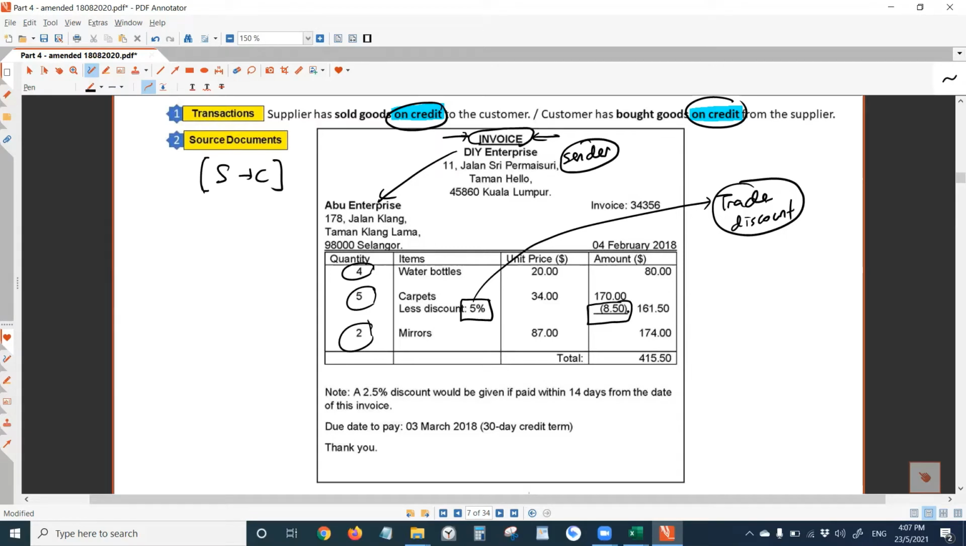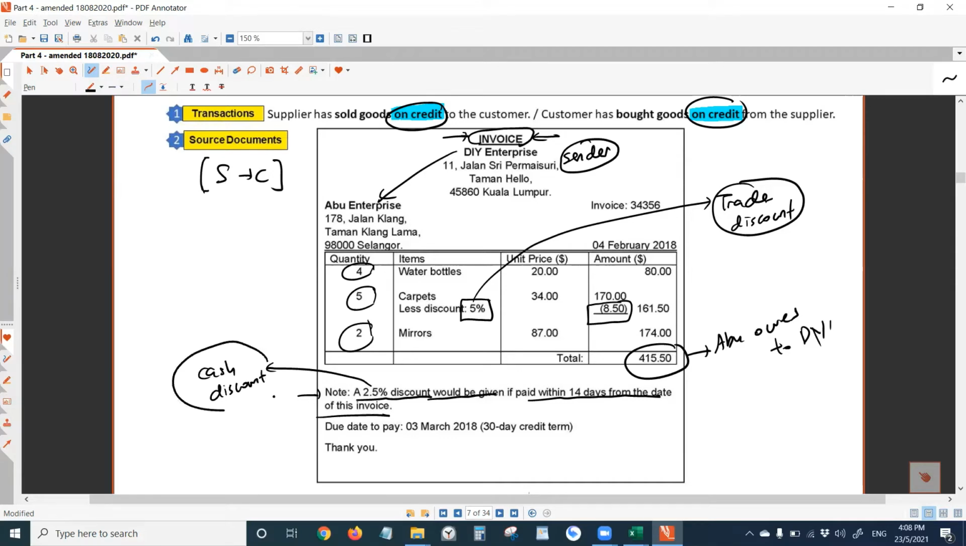So after deducting 8.50 here, the eventual amount that Abu owes to DIY is this 415.5. So finally, Abu owes DIY 415.5. Below the table, you see a 2.5% discount would be given if paid within 14 days from the date of this invoice. This is cash discount. Has this been given? Not yet. So this is cash discount.